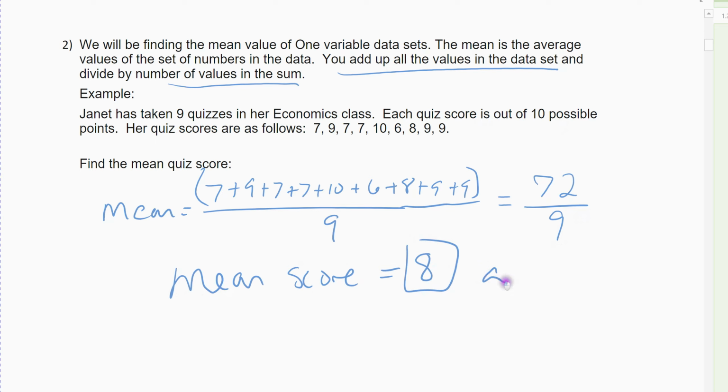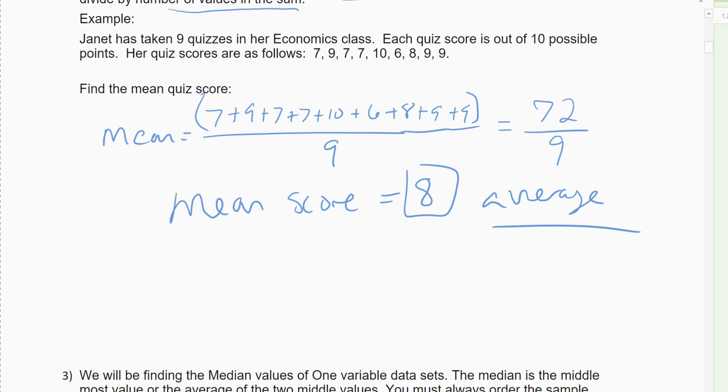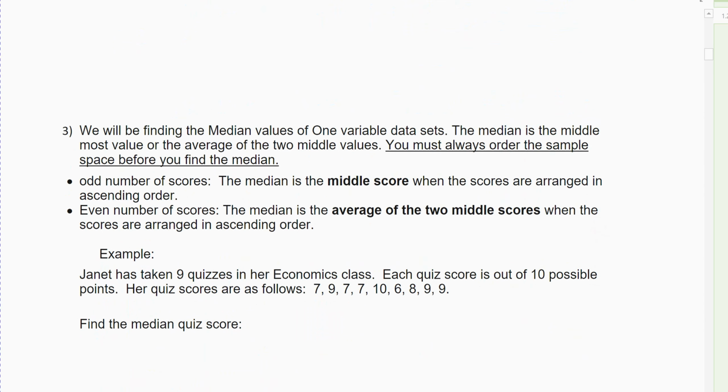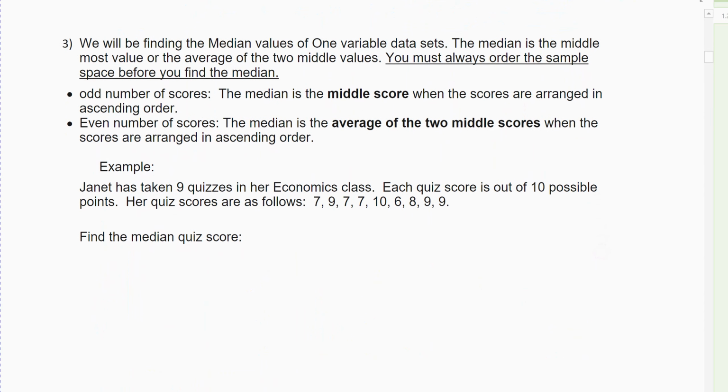That's her average, right? On average, she scored 8. Now, sometimes she scored more than that. Sometimes she scored less than that. But when we average them all out, her average score was an 8 out of 10. All right, so mean. So hopefully, again, mean's one of those things that we typically use a lot, especially with grades.